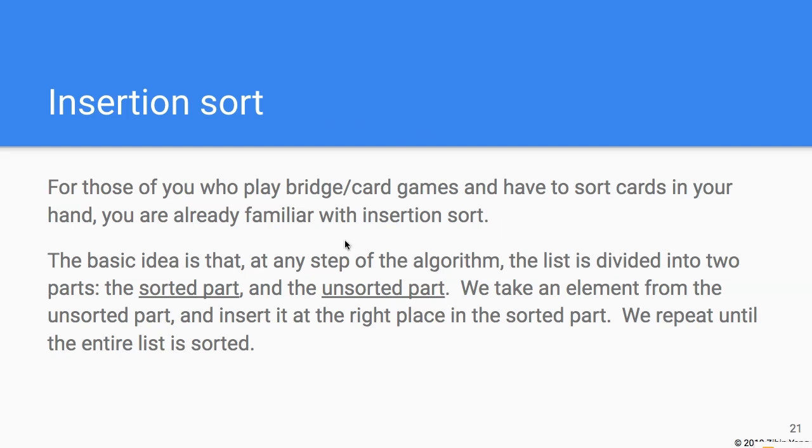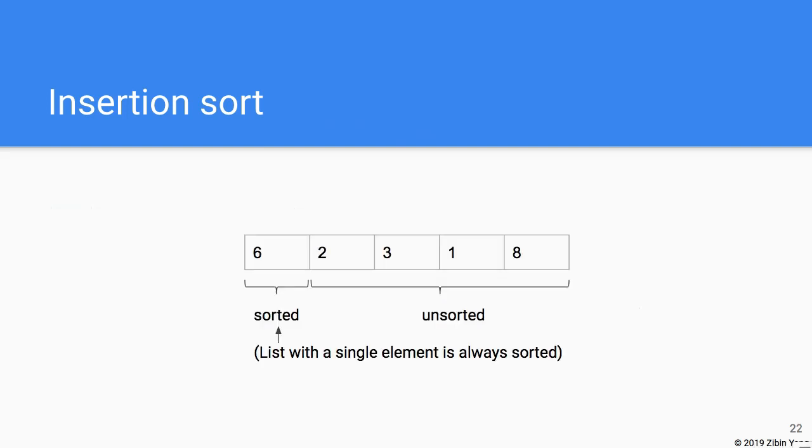So the basic idea is at any step, any iteration in this algorithm, the list of elements is divided into two parts, the sorted part and the unsorted part. And then at each step, we just take an element from the unsorted part, insert it into its right place in the sorted part, and then we just keep repeating the process until everything is sorted. To demonstrate the idea of insertion sort, let's look at a concrete example.